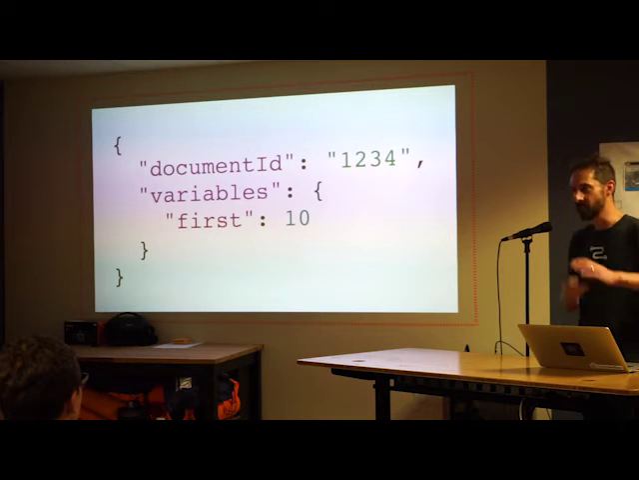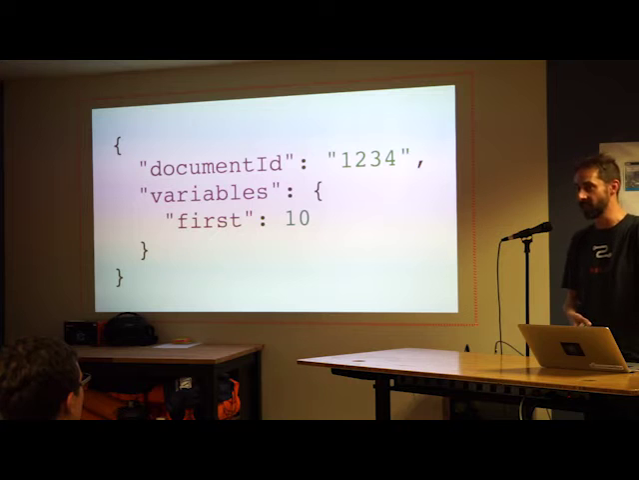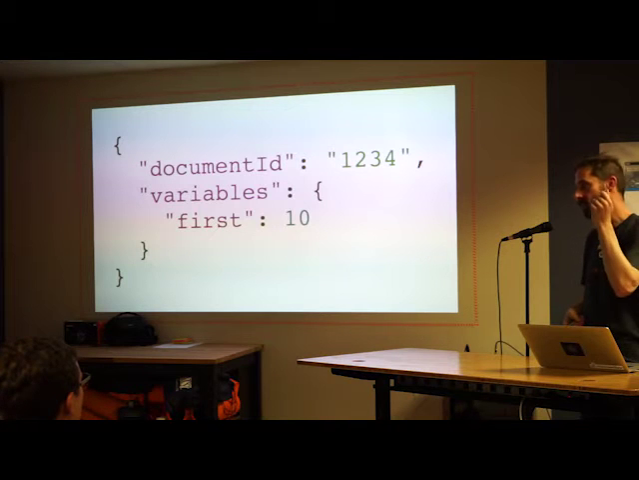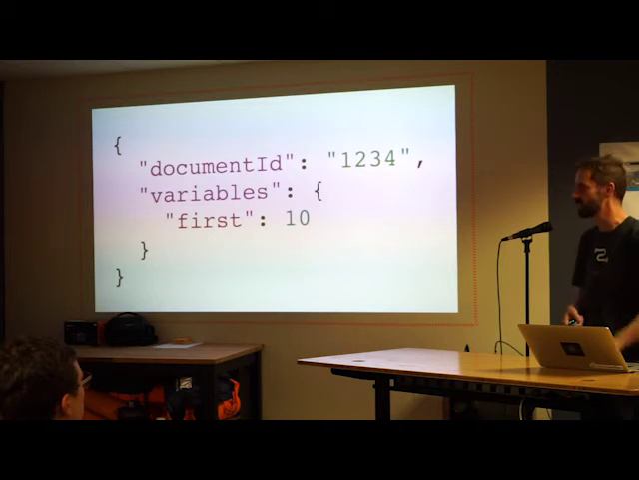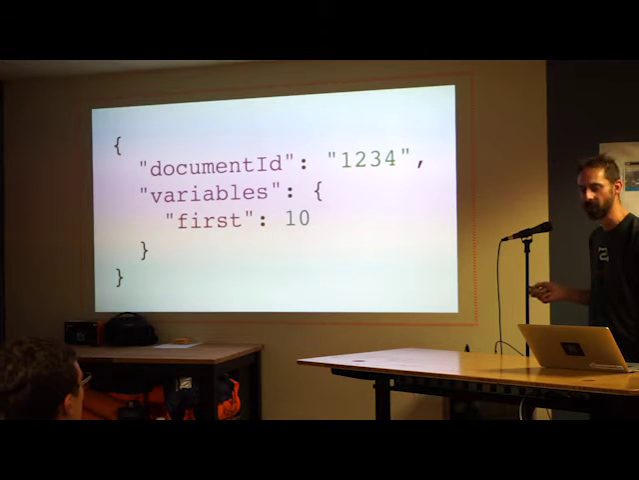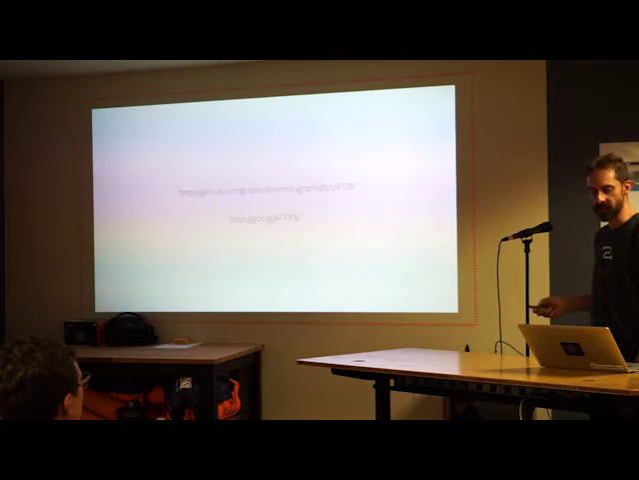Basically, we take that big multi-thousand line blob, we save it to a database, we get an ID for the thing that we saved, and then in the future, instead of sending the blob, we just send the ID of the thing that we saved, along with whatever variables are required to make the query work. So that is what persisted queries are.